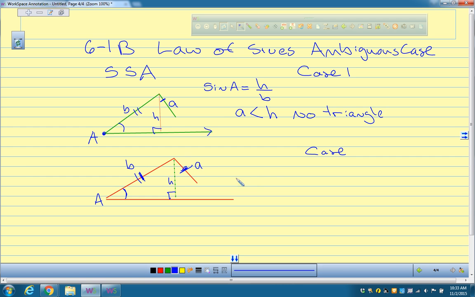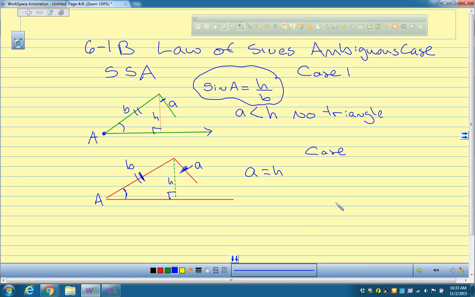What if a is equal to h? What does that mean? It means it's a right triangle. I can only have one solution. So in most of these cases, you're going to have to use this formula, sine of A is equal to h over b, to find h. And then you make some determination about how many triangles you have.